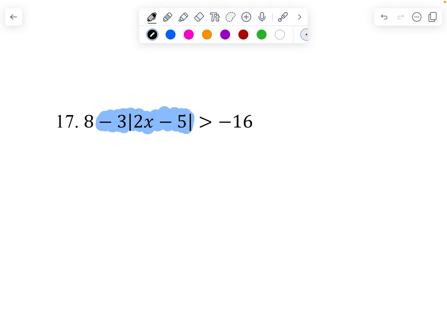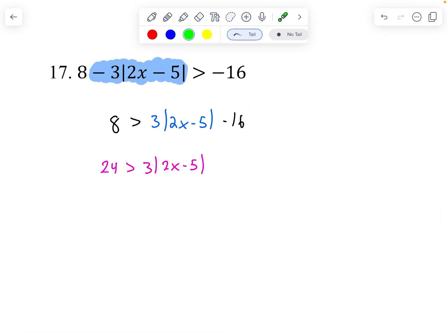And what that's going to give me is 8 is greater than positive 3 times the absolute value of 2x minus 5, and then minus 16. And so you can move this entire thing to the other side. Now from here, we can solve it like normal. Add 16, so you get 24 is greater than 3 times the absolute value of 2x minus 5. I'm going to write this in the other order just because that's how we're used to seeing it. So I'm just going to write this first and then put less than 24. So we have 3 times the absolute value of 2x minus 5 is less than 24.